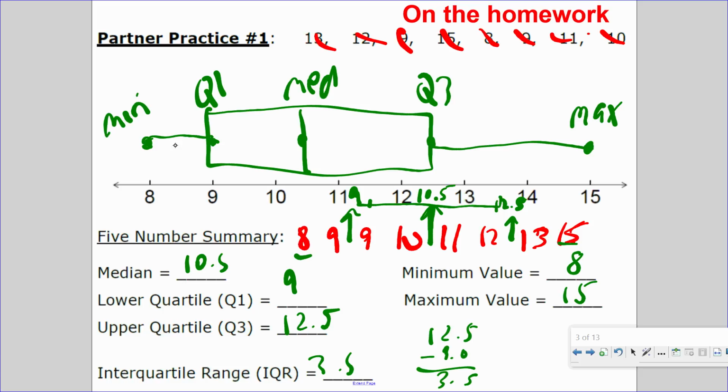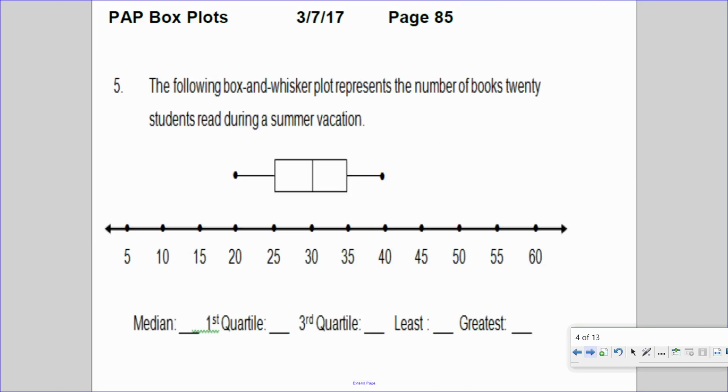So 25% of information goes here, 25% of information goes here, 25% and 25%. So now that we understand that, if I give you a box plot, can you interpret it? So let's look at this.